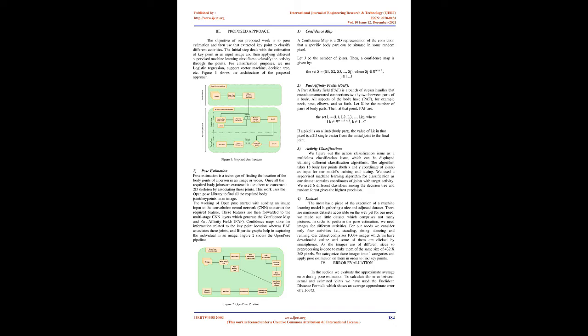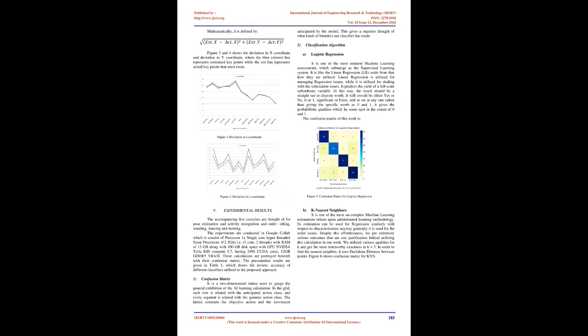3. Proposed approach. The objective of our proposed work is to perform pose estimation and then use the extracted key points to classify different activities. The initial step deals with the estimation of key points in an input image and then applying different supervised machine learning classifiers to classify the activity through the points. For classification purposes, we use logistic regression, support vector machine, decision tree, etc. Figure 1 shows the architecture of the proposed approach.